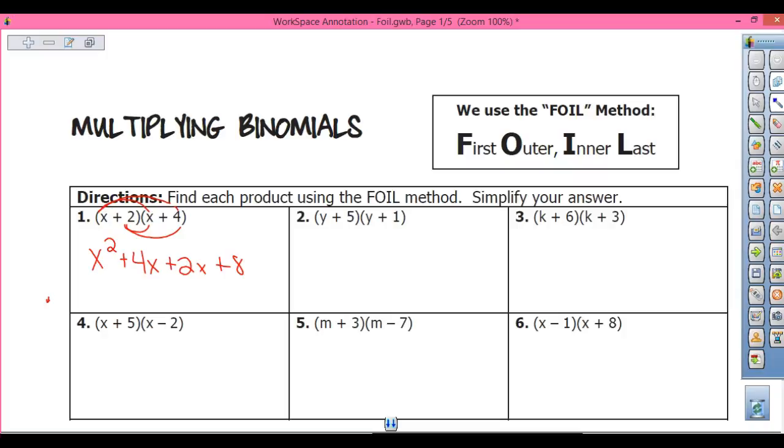All right, so once I get to that point, are there any like terms up there? Yes. What are my like terms? My 4x and my 2x are like terms. So I can combine my middles and get x squared plus 6x plus 8. And that guy right there is my answer.